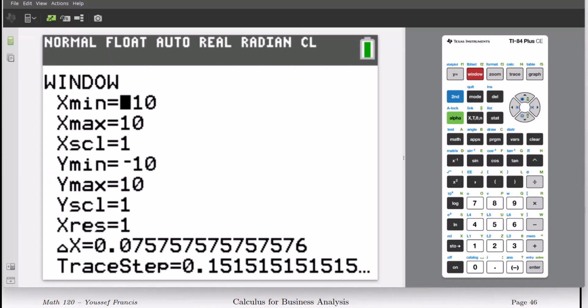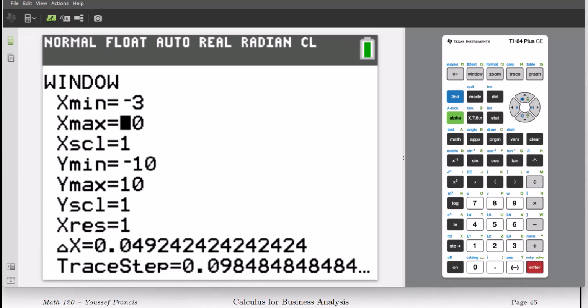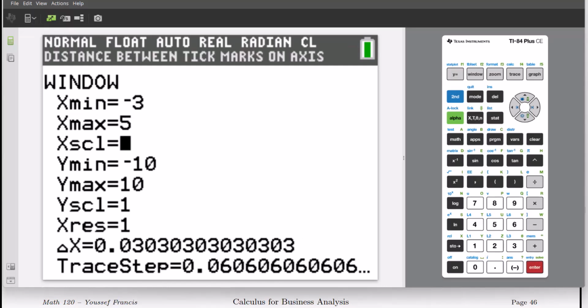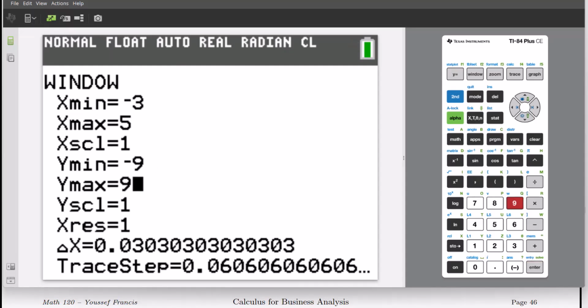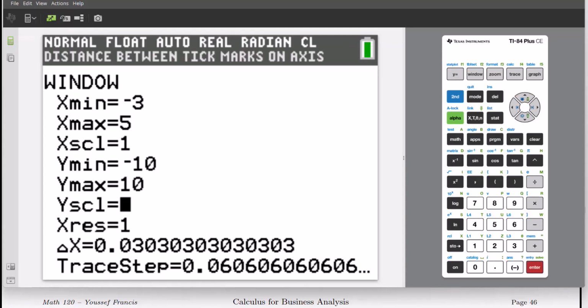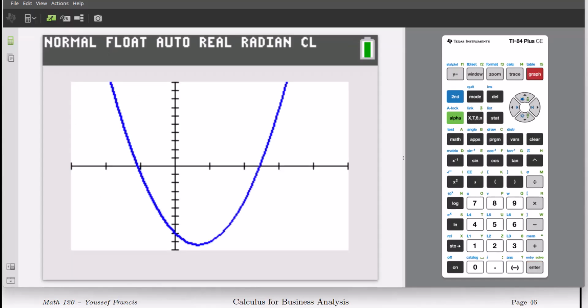On the paper, it seemed that the x-axis value started at -3 and it ended at around 5. So we'll put those numbers in. And the y coordinates, it seems like they went from -9 all the way up to +9, let's say. So you know what? I'm going to put -10 and +10 just to get a little bit more space. And finally, just click graph and you'll see the parabola appears on your screen.